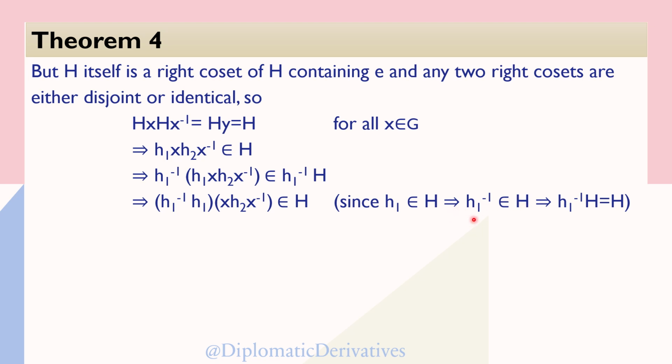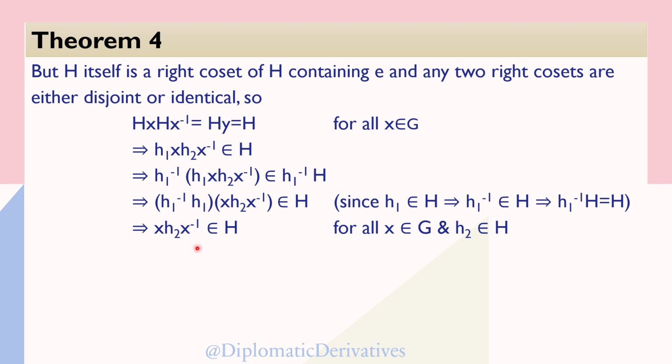Now since the inverse of h1 belongs inside H, the coset formed with h1 inverse and H will also be equal to H, obviously, because it's logical, right? h1 is inside H, so when you multiply h1 with H, you get H itself. That's the basic logic. So h1 inverse H can be written as H. This h1 inverse and h1 becomes identity, so it's gone. You are left with x h2 x inverse, an element of H for all x an element of G and h2 an element of H. So you have this basic condition.